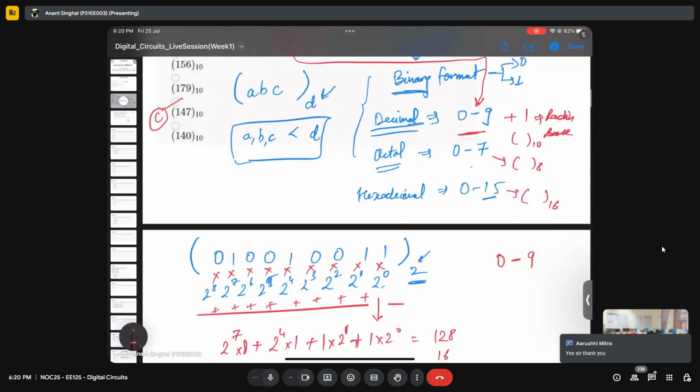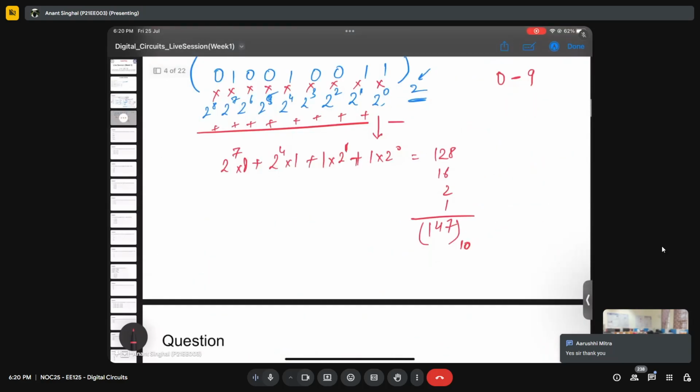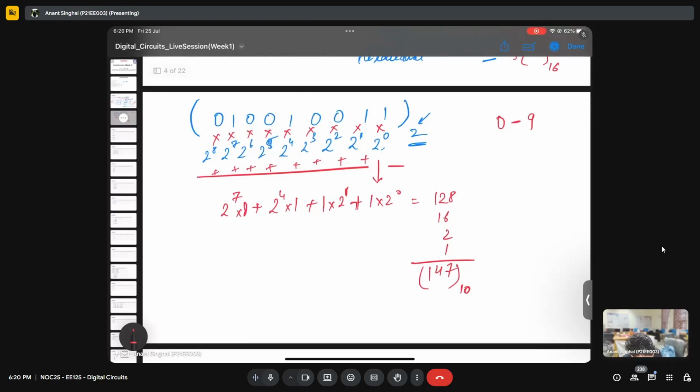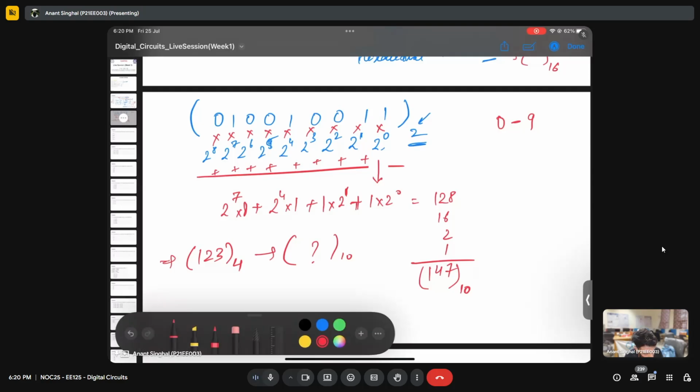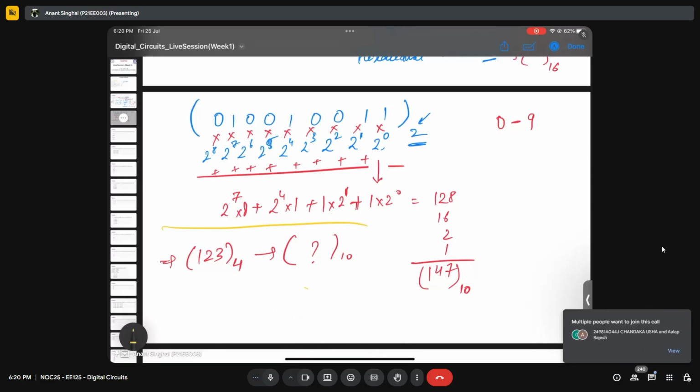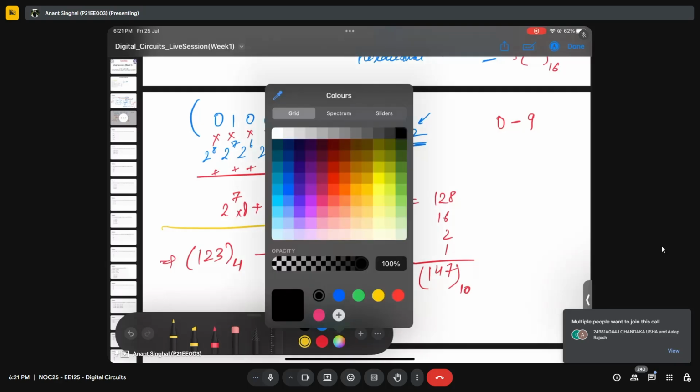So this was a simpler problem, and just to give you a very basic idea, let's say we had 123 to the base 4, and we need to convert it to its decimal equivalent in base 10. So how will you do it? Can someone do it quickly and let me know the answer? This is a very basic problem, and it will test your understanding.